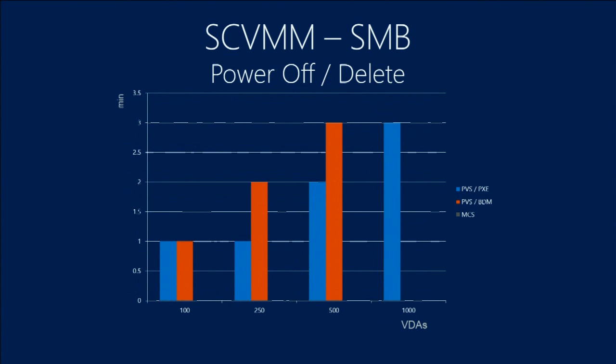Power off and delete, there's where a difference comes into play, whether it's Pixie or BDM. With Pixie, again, you can just right-click on those particular VMs in the console and just kill them. So the power off process is usually pretty fast. BDM takes a little bit longer if you're going to go down that route.